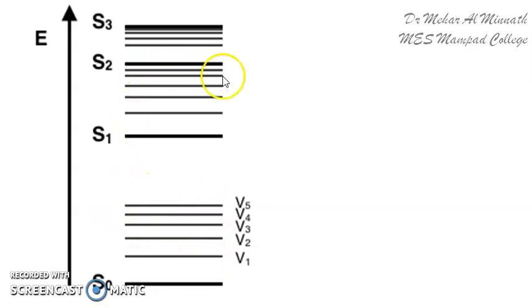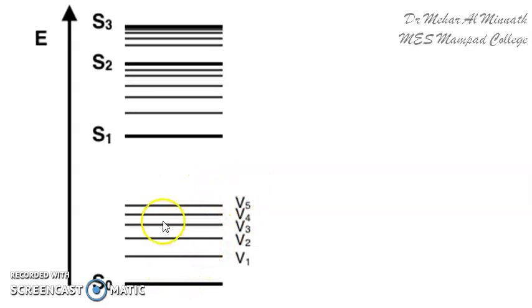Now, these are the various electronic states. Here you have S0, that is the singlet ground state. You have S1, that is the first excited state, S2, the second excited state, S3, the third excited state. And all these bold lines are the lowest vibrational state of each electronic state. And these lighter, weaker lines are the vibrational levels.